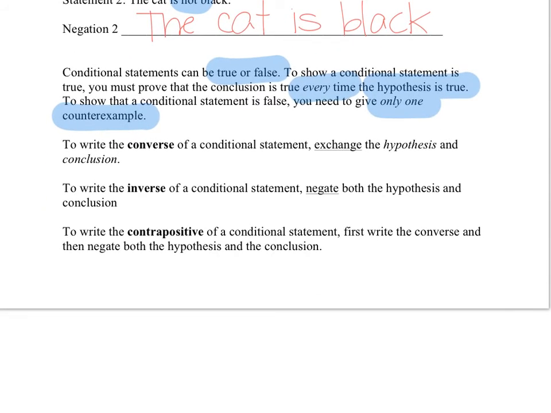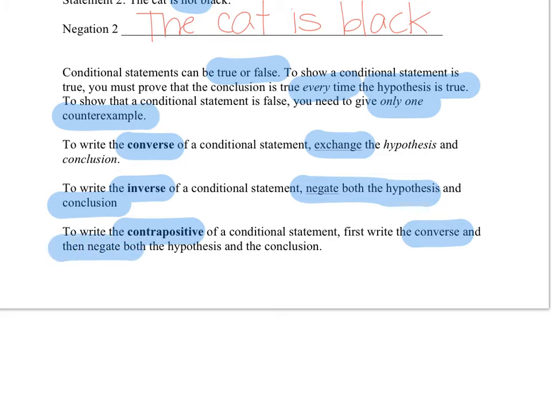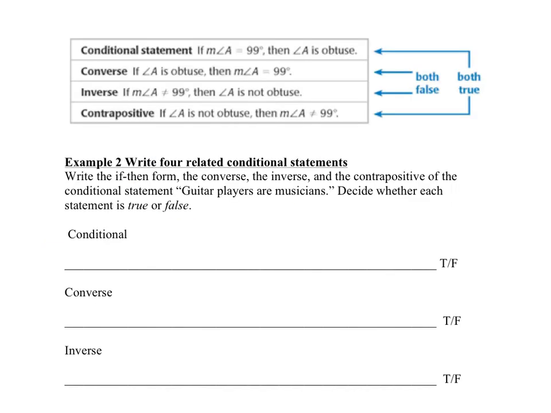Okay? We also have a converse of a conditional statement. Converse, think of sneakers, walking. All we do is flip or exchange the hypothesis and conclusion. The inverse is when we negate both the hypothesis and conclusion. And a contrapositive is when we flip and negate both the hypothesis and conclusions. So I know that sounds like a lot. It will make more sense when we do a few examples.